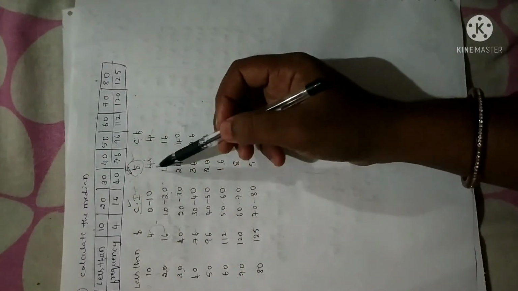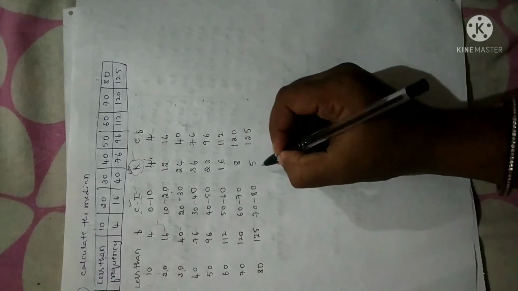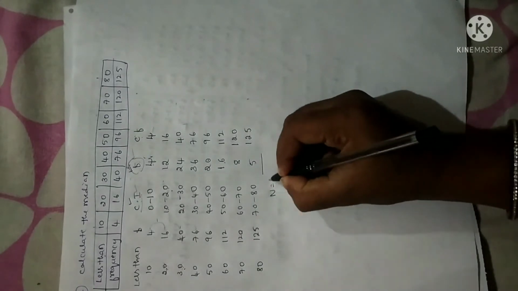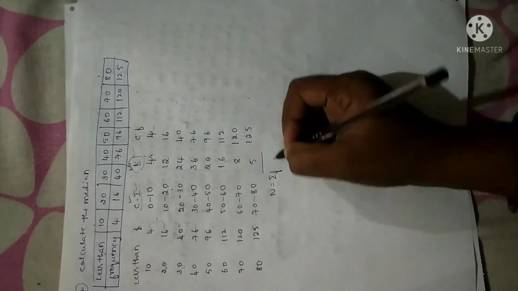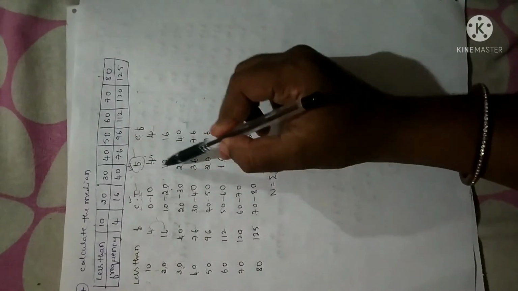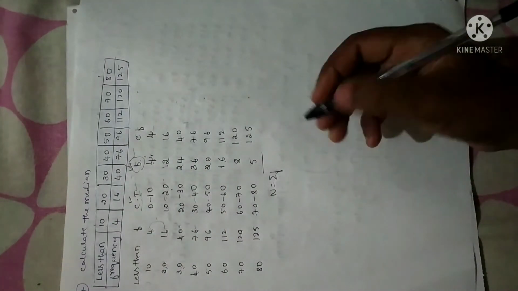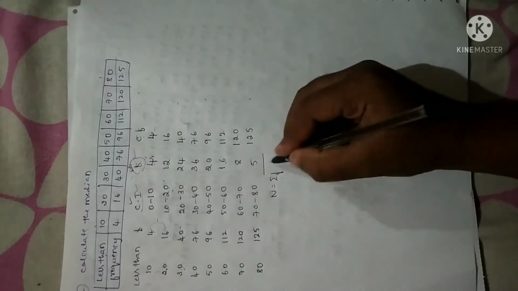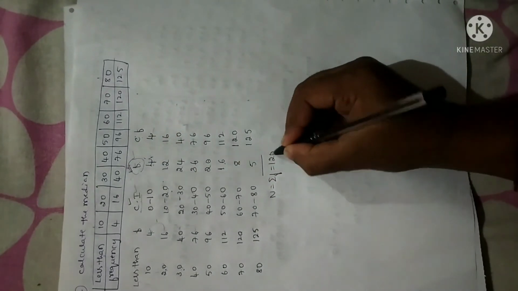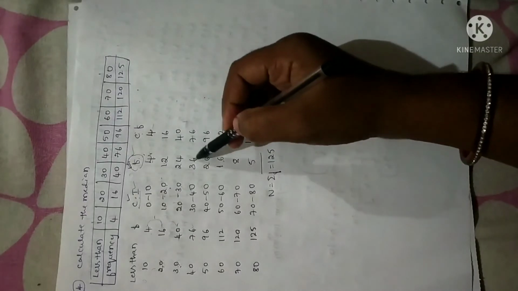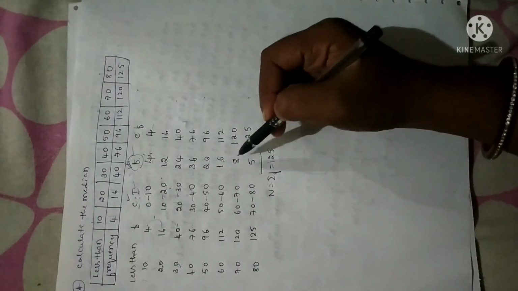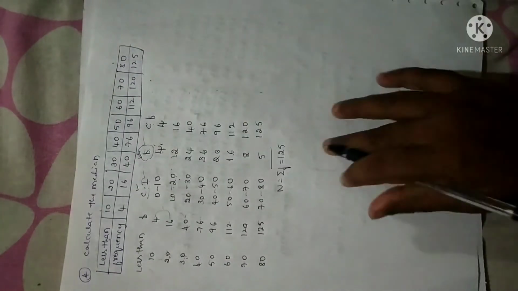Next, the new frequency value I have taken here. Now we have to calculate N. N is none other than sigma f. Make sure that you are calculating sigma f from the newly obtained frequency but not the old frequency. So you add all these frequency values. When you add all these values, you will get 125. That is 4 plus 12 plus 24 plus 36 plus 20 plus 16 plus 8 plus 5. That will give us 125. Fine. Now let me calculate the size of the median.